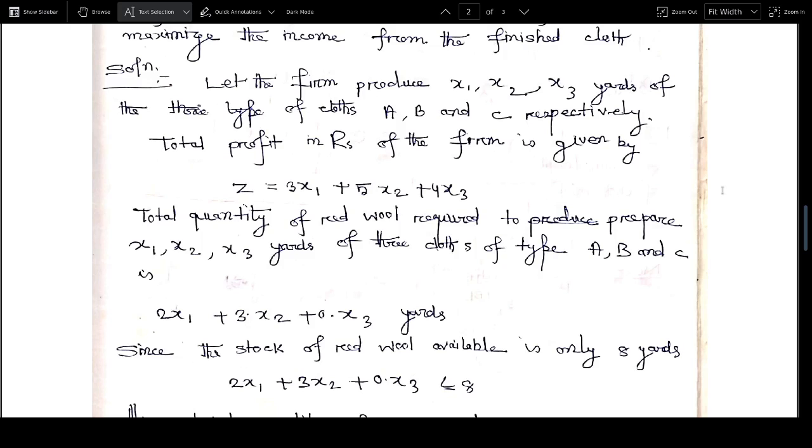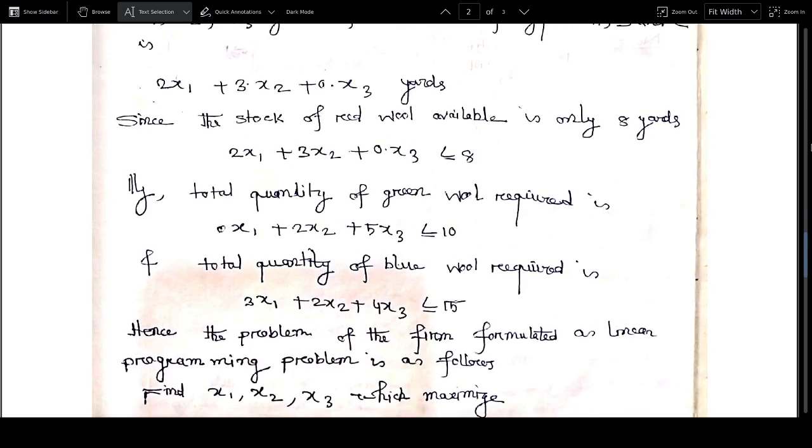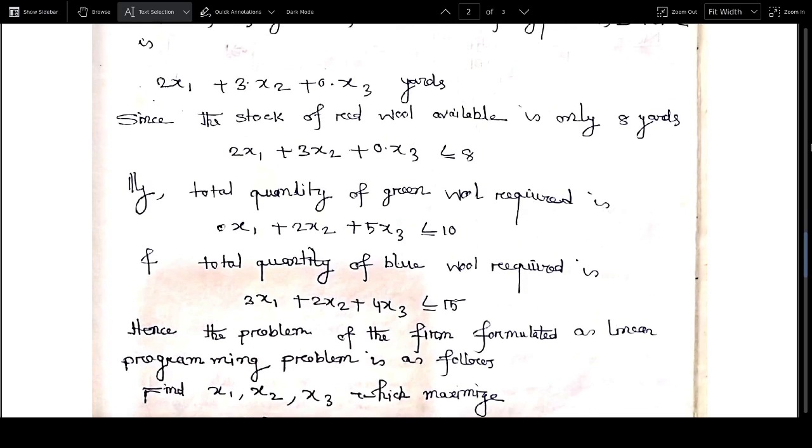Similarly, the total quantity of green wool required is 0 into x1 plus twice x2, plus 5x3, less than or equal to 10. And the total quantity of blue wool will be 3x1 plus twice x2 plus 4x3. So this is less than or equal to 15.